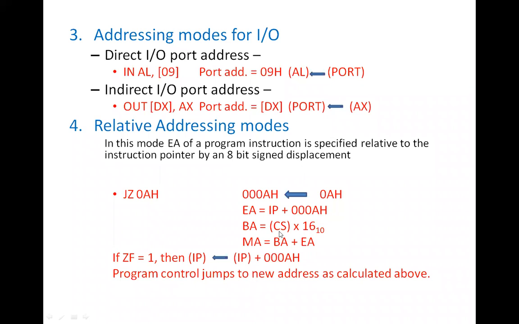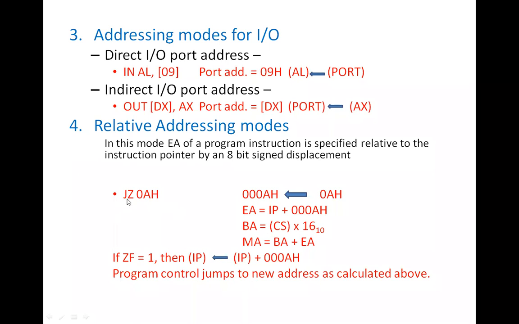It is shifted 4 bits left, and then added to the effective address to get the physical address or the memory address. So if the zero flag is set, if zero flag is 1, then instruction pointer plus 000A will become the instruction pointer. The content of the instruction pointer is modified by this value 000A, and the program control jumps to this newly calculated address.